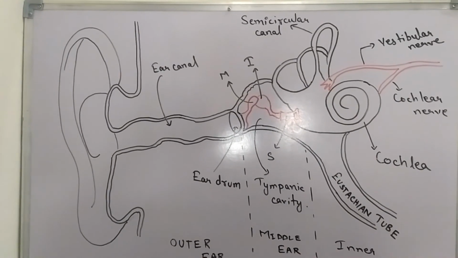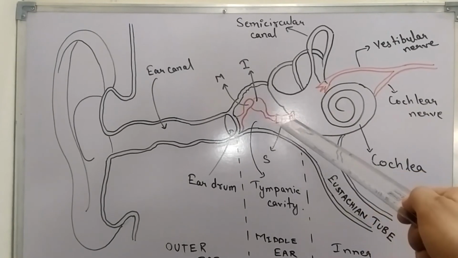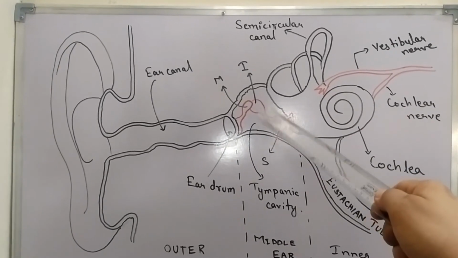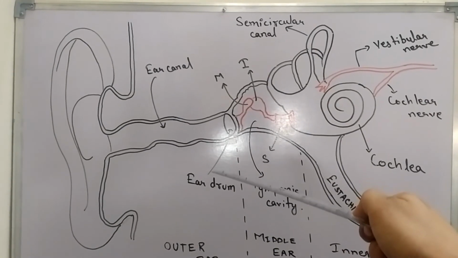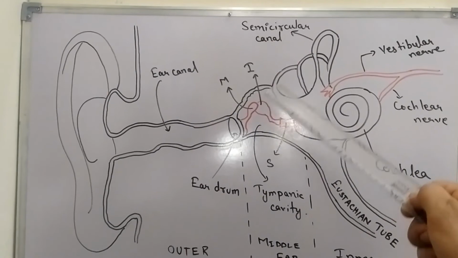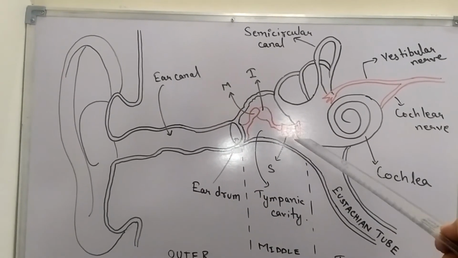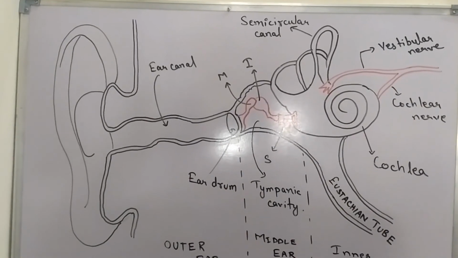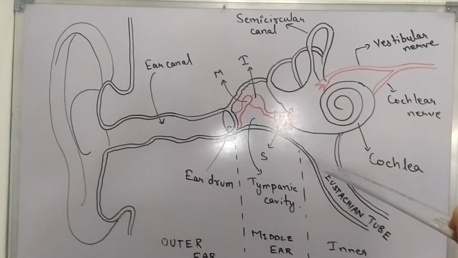Then we move to the middle ear. In the middle ear we have three ossicles or bones, malleus, incus, stapes, and the cavity in which these bones are present is known as the tympanic cavity. Then when the eardrum passes vibration to these bones, they increase the efficiency of vibration, or you can say amplify the vibration, and transfer it to the inner ear. The inner ear is made up of the cochlea and semicircular canal.